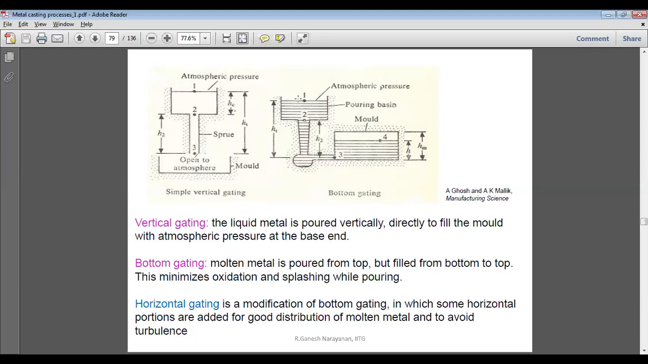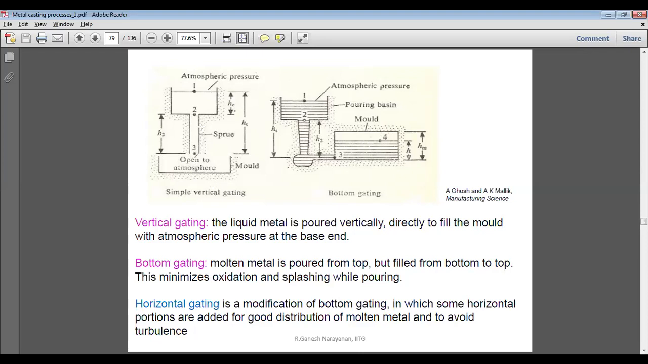It can be explained as follows: the first point is exposed to the atmosphere, the second point is the midpoint of the molten metal, the third point is the ingate point or end of the runner, and the fourth point is the top of the molten metal in the cavity. So these are the different points open to the atmosphere.